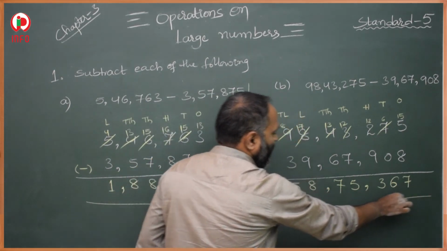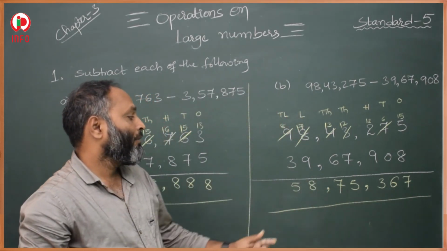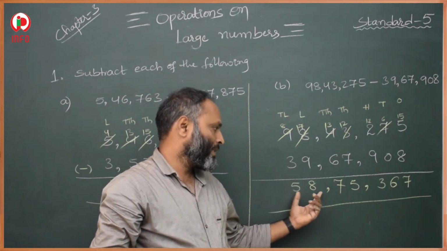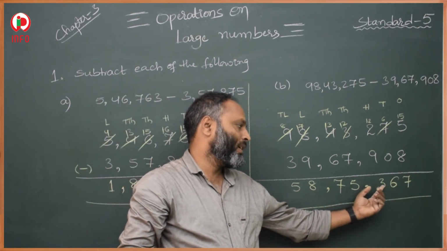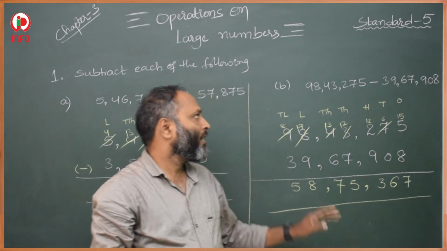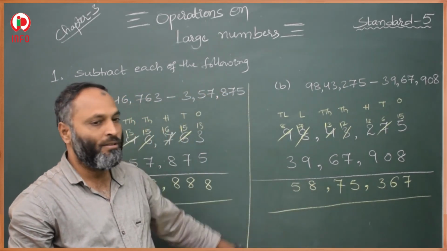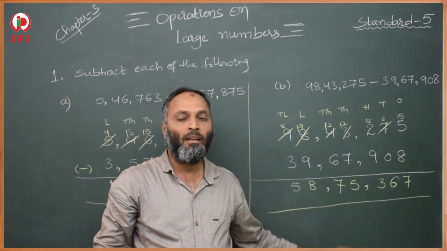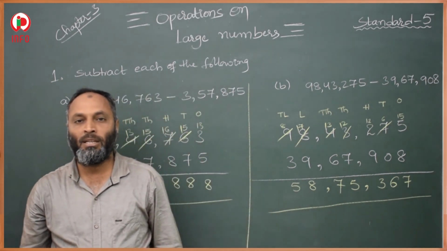This is our difference: 58 lakhs 75,367. In this way we have to do our subtraction sums. This is the procedure for how to do minus, which means finding the difference.